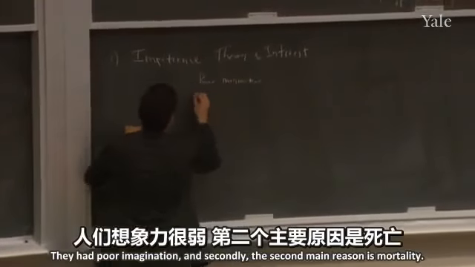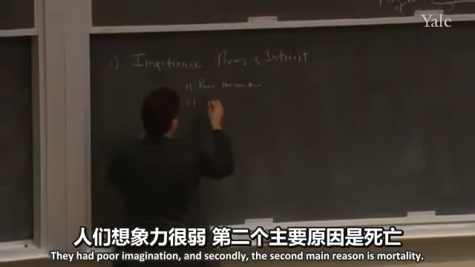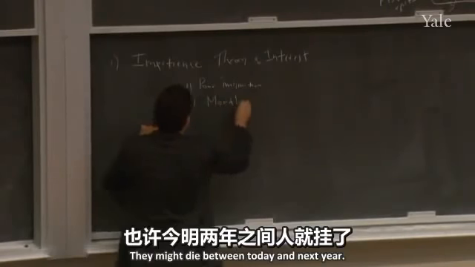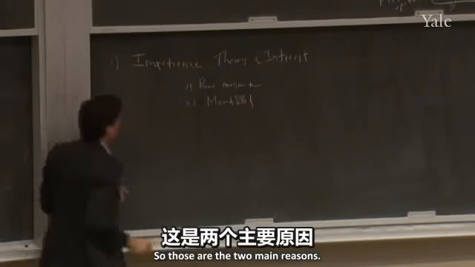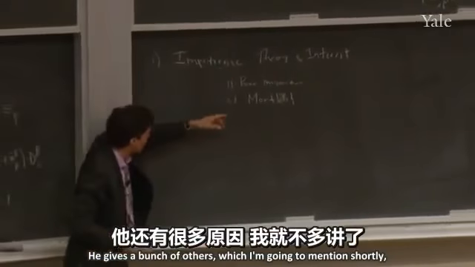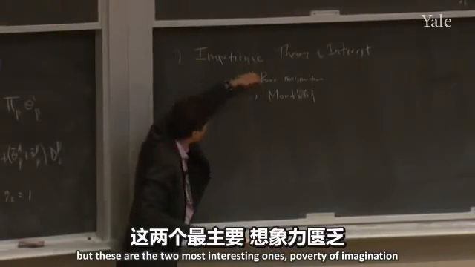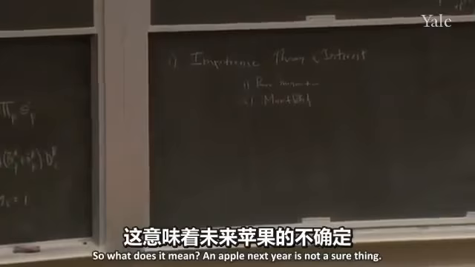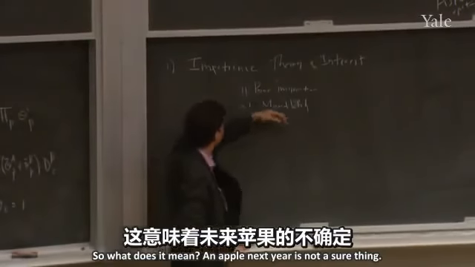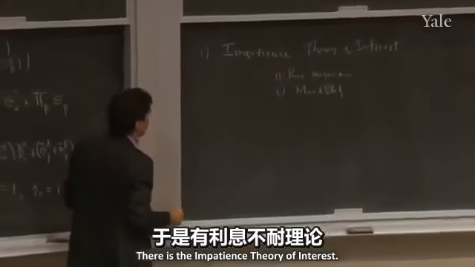They had poor imagination. And the second main reason is their mortality. They might die between today and next year. Those are the two main reasons. He gives a bunch of others, which I'm going to mention shortly, but these are the two most interesting ones: poverty of imagination, and the fact that you just might die in between. So what does it mean to say an apple next year is not a sure thing? That's the impatience theory of interest.